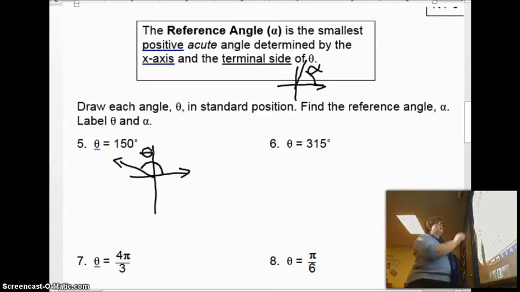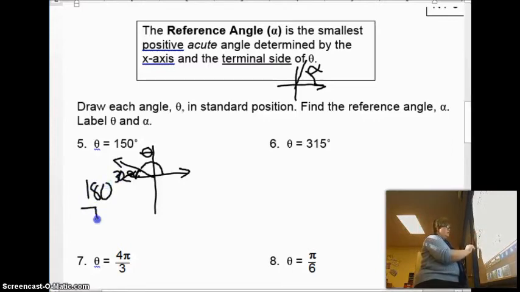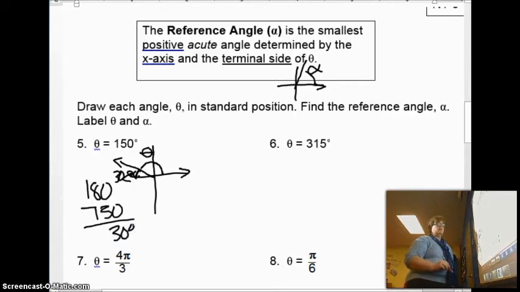Okay, now from the x-axis, here's the closest part of the x-axis, so this here is going to be our alpha. It's from the x-axis to the angle, and it would be measured as a positive angle. Okay, so 150 degrees, right? So this distance here would be 30, because back from 180 is going to give us that 30 degrees as a reference angle. Okay, let's try another one.